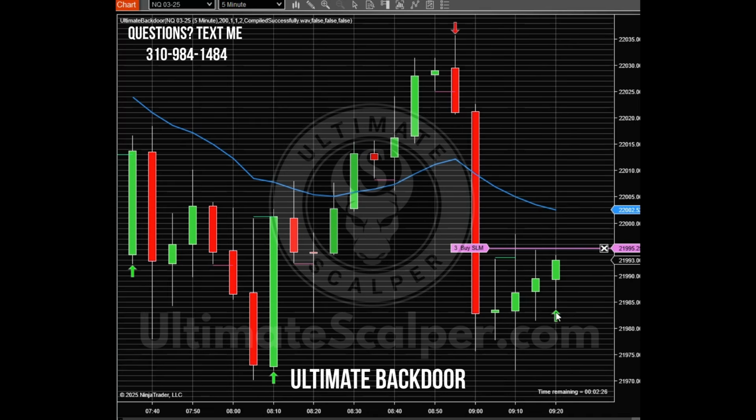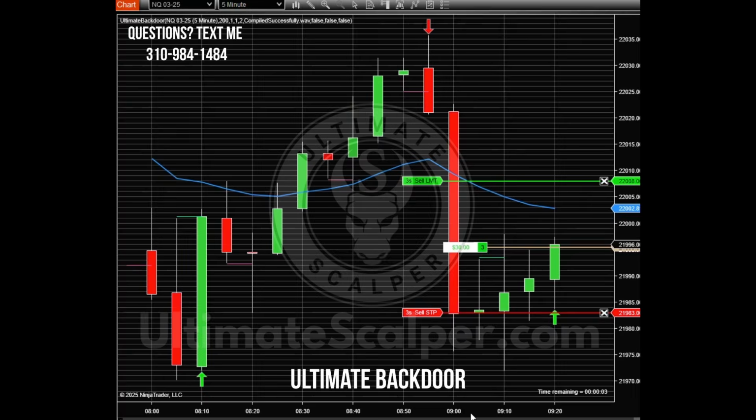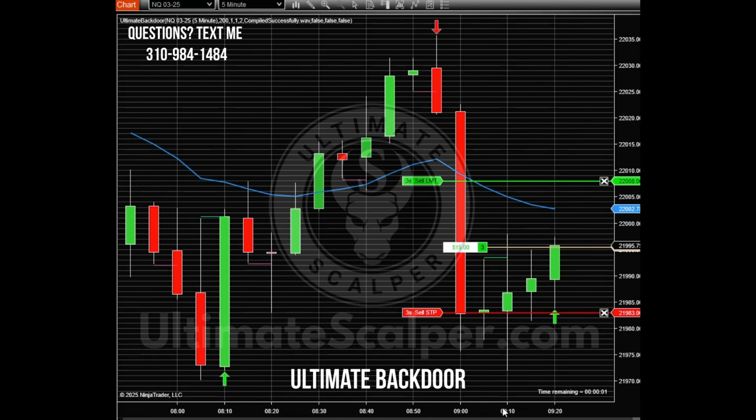Okay, here's a backdoor arrow. Breakout of the previous candle is what we're looking for. And we have good distance from the blue line here, so we could get a good scalp here. We are slightly in a downtrend, but kind of sideways. Okay, we're filled here on the small arrow breakout of the previous.